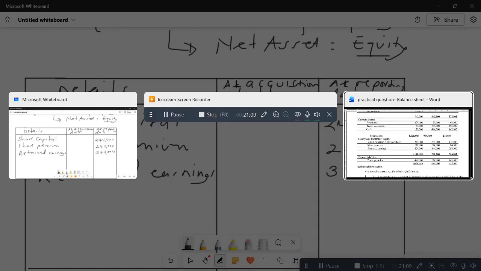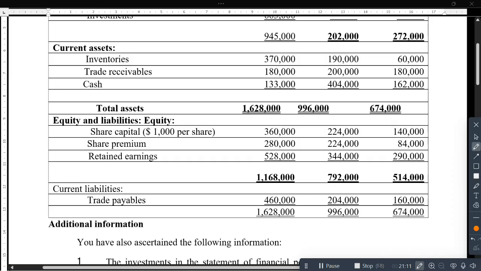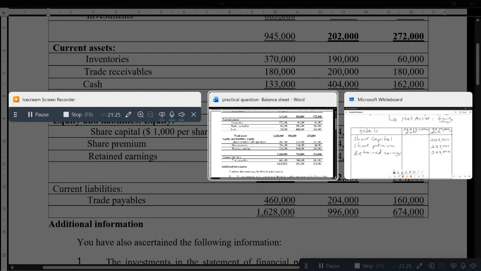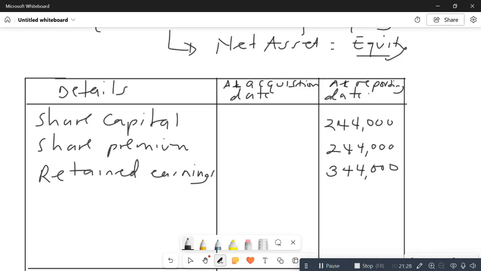244, 244, and yes, if you check here, we are saying share capital, share premium, and retained earning. Yes, share capital 244, 244 for share premium, and retained earning 344. Those are the figures I was picking and coding here. What about at acquisition? Let's try to check. If we don't have any information regarding share capital, share premium, and retained earning at acquisition date, then we shall assume the same which is at reporting, the same which is at acquisition.